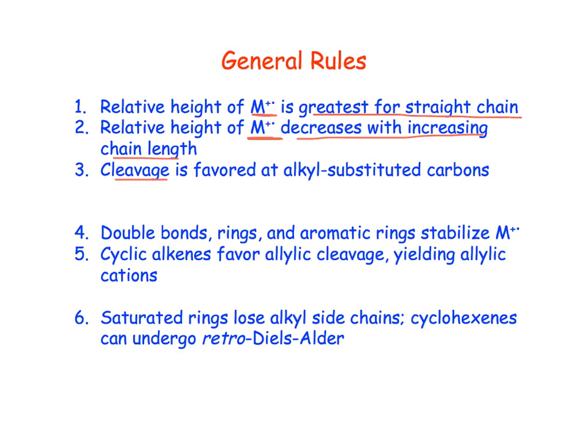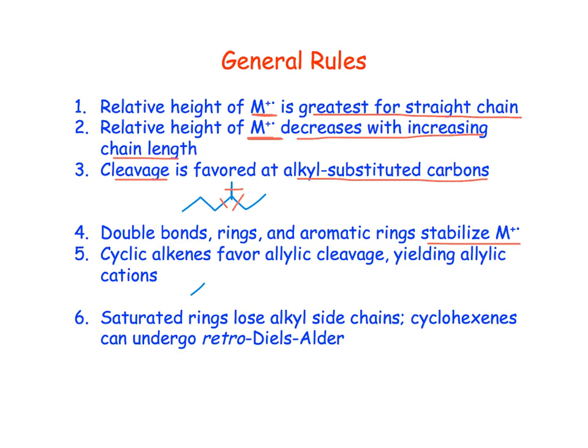And cleavage is favored at alkyl substituted carbons, right? Because if we have some chain like this, it's going to be favored at positions adjacent to where the substitution is, because that will give a more highly substituted, more stable carbocation. All right, double bonds, rings, or aromatic rings all stabilize the molecular ion, so the molecular ion would be more abundant.